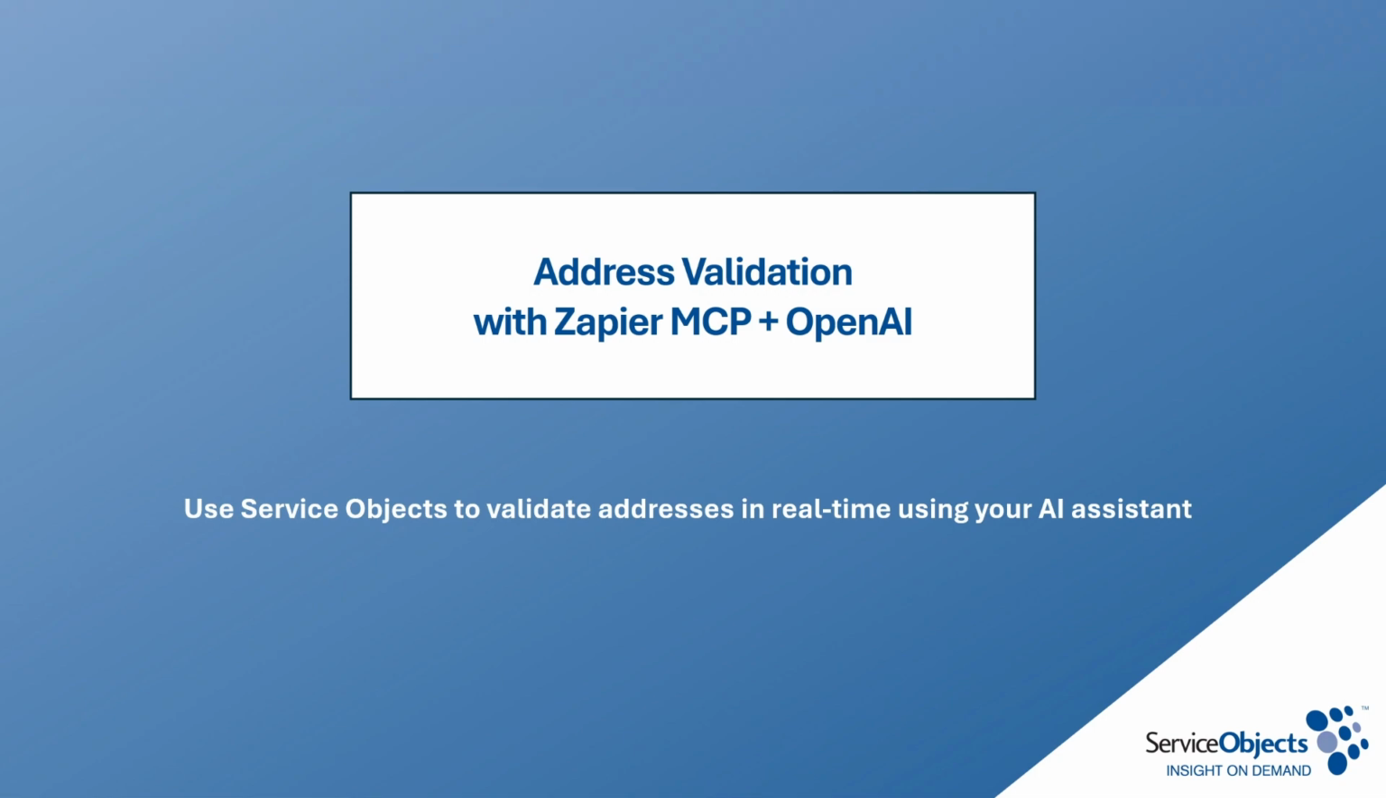Today I'm going to show you how to create a powerful automation that combines OpenAI's language capabilities with enterprise-grade address validation. We'll use Zapier's MCP to connect OpenAI's Responses API with Service Objects' Address Validation 3 API. By the end of this tutorial, you'll have a system that can intelligently process unstructured address data and return perfectly standardized, validated addresses.